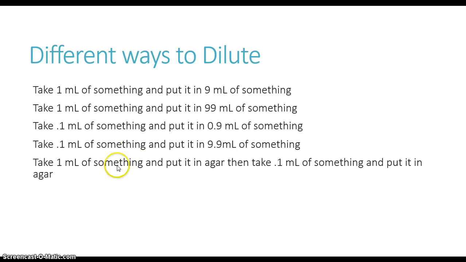And so one thing you can do is you can take 1 milliliter of that and then put it in an agar, and then take 0.1 milliliter of that same thing, which is 1 divided by 10, which is 0.1, and then put it in that same concentration of agar, and you'll actually get a different concentration because you use 1 milliliter here and then 0.1 milliliter here, and we end up doing that in this lab.